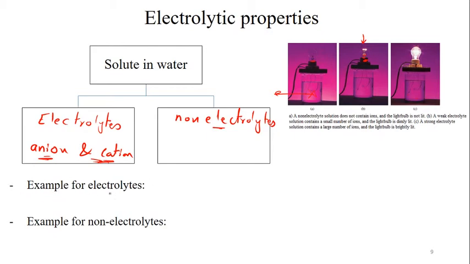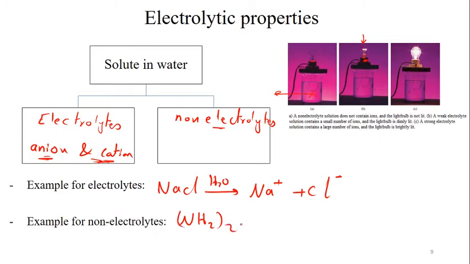An example of an electrolyte is the dissociation of sodium chloride in the presence of water, of course, into the cation, which is sodium, plus the anion, which is chloride. While an example of a non-electrolyte would be urea, which in the presence of water will remain the same, and nothing will change for urea.